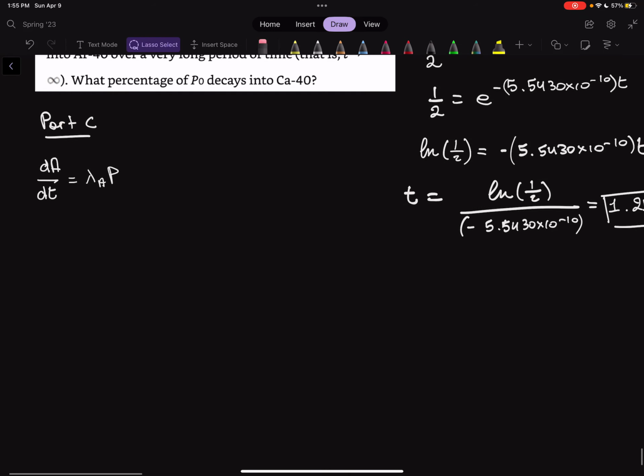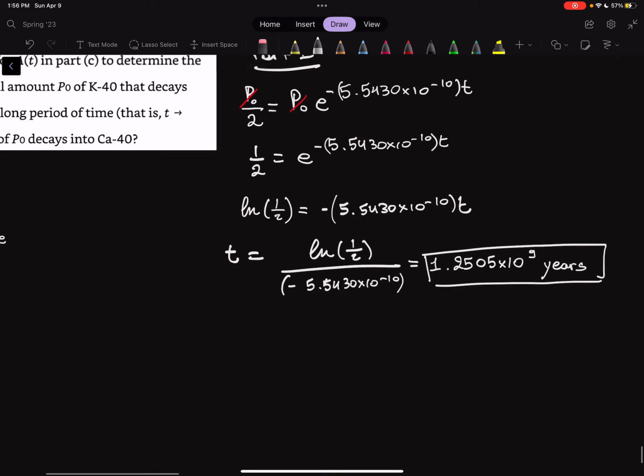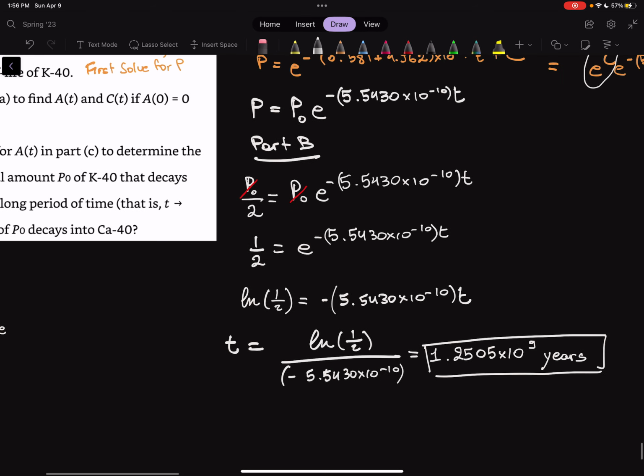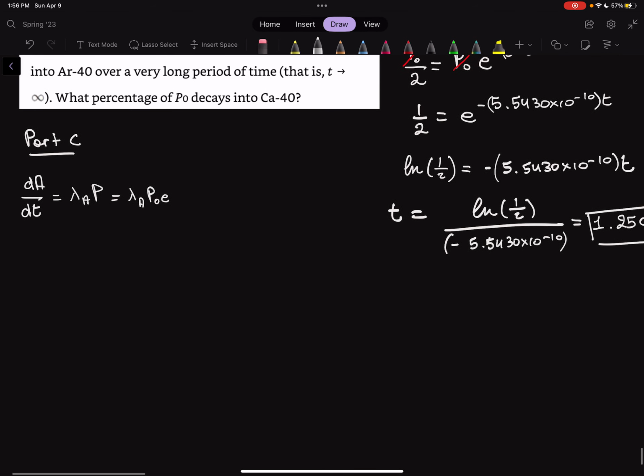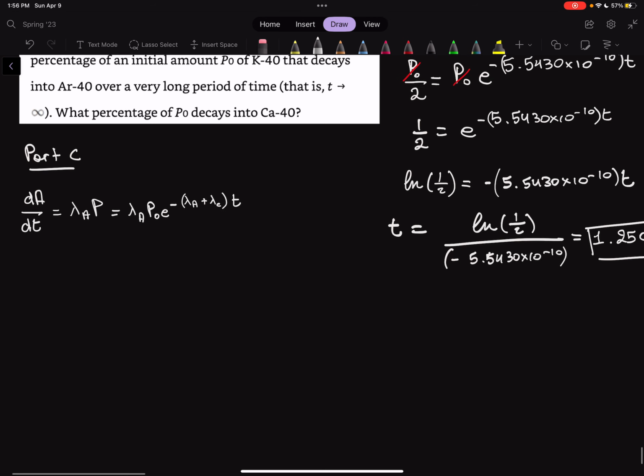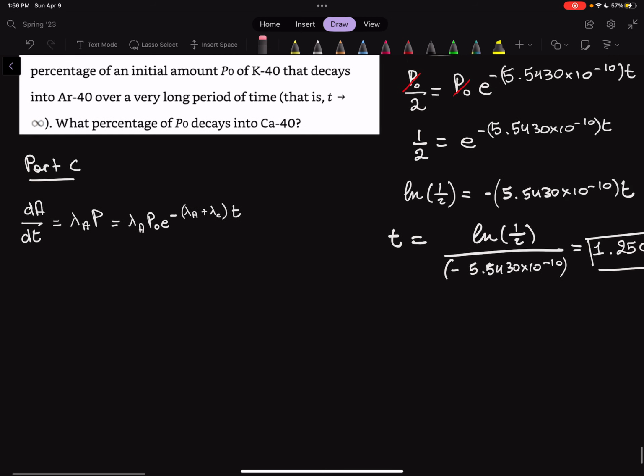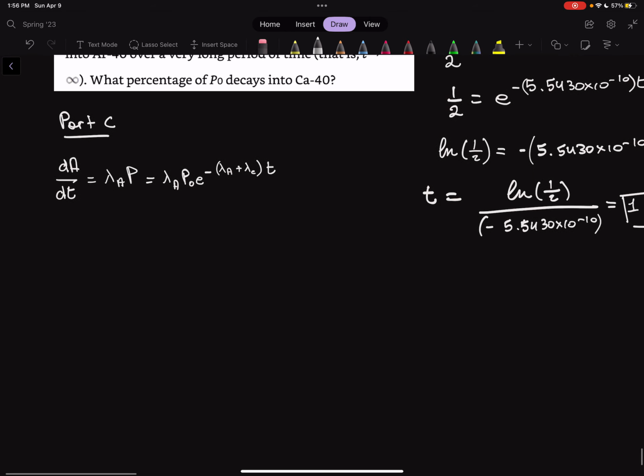Now for part C, I would just like you to remember that lambda A then multiplies P, which we found to be P naught e to the minus lambda A plus lambda C times T. We have it up there, P. And then I'm just going to say that the top one was minus lambda A plus lambda C times T. That's the same as that number that we have over here. So why did I do that?